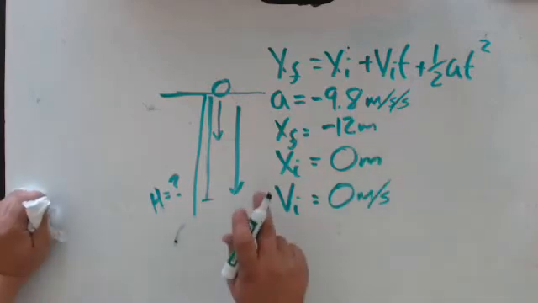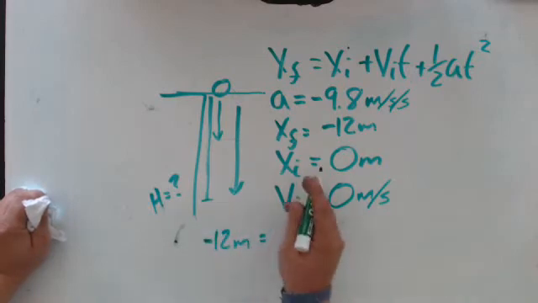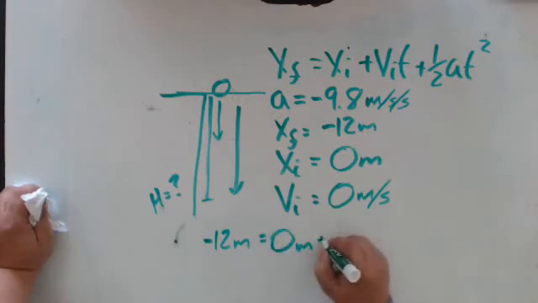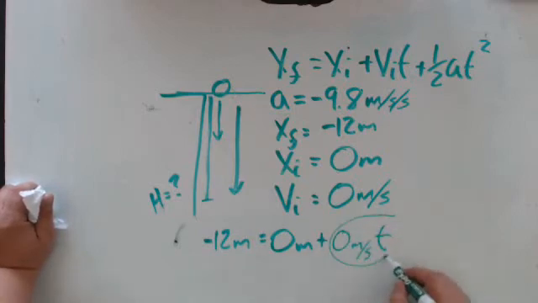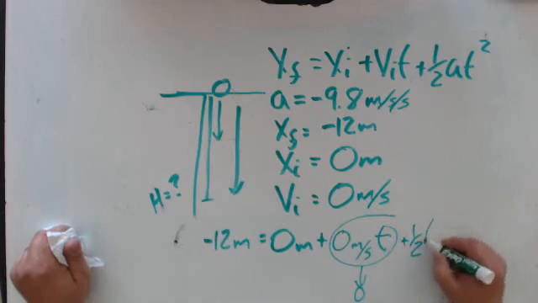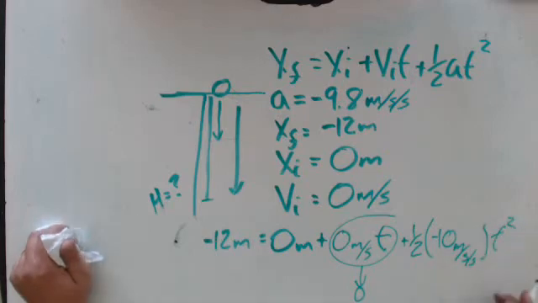Okay? My final position is negative 12 meters, which is equal to my initial position, which is 0 meters, plus my initial velocity, 0 meters per second, times t. This all goes to 0, so we really don't have to worry about it. Plus 1/2, I'm going to cheat by using 10, not 9.8, t squared.